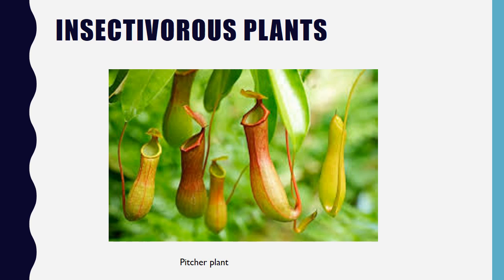Now if we talk more about this pitcher plant, it contains a sweet smelling nectar. Whenever any insect sits on this plant, because of the sweet smelling nectar, that insect slides into the plant and suddenly the plant closes its lid and traps that insect. In this way the pitcher plant traps the insect and absorbs the nutrients from the insect's body.